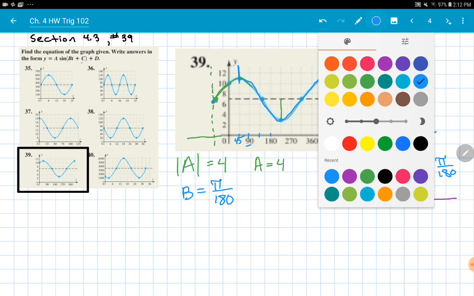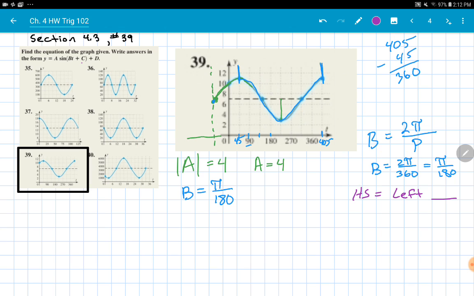In order to find C, I have to look at the horizontal shift. So I decided that we're going to shift left. There's two ways you could shift. You could shift left and land right here as your starting position, or you could shift right and land right here. And it's periodic, so it's going to look identical to shift left or shift right. I'm going to shift left because that's our primary cycle. It includes that y-axis. So we'll shift left, and we just have to figure out how much it shifted.